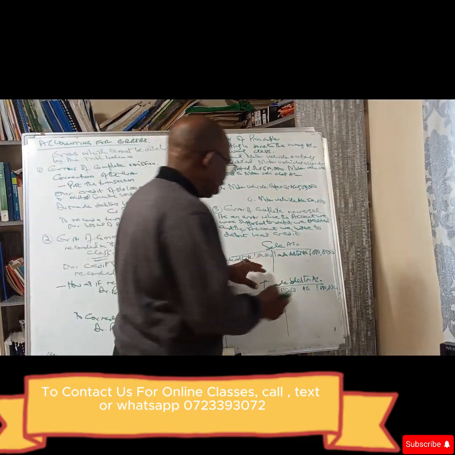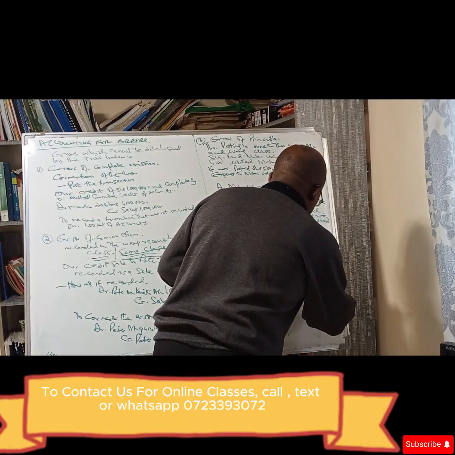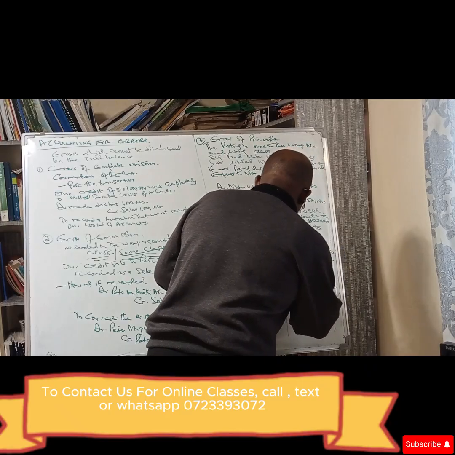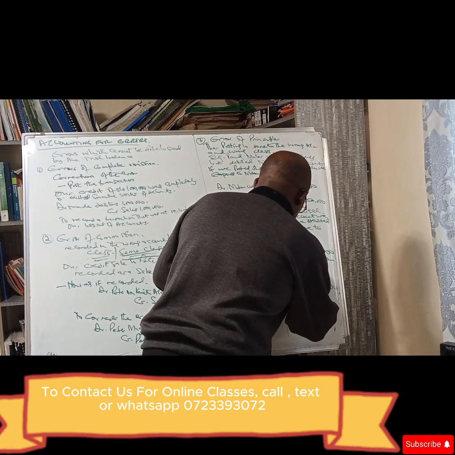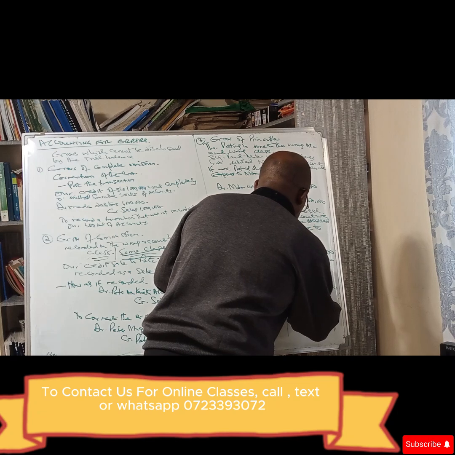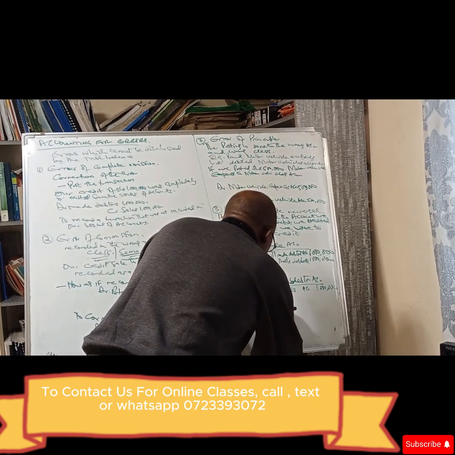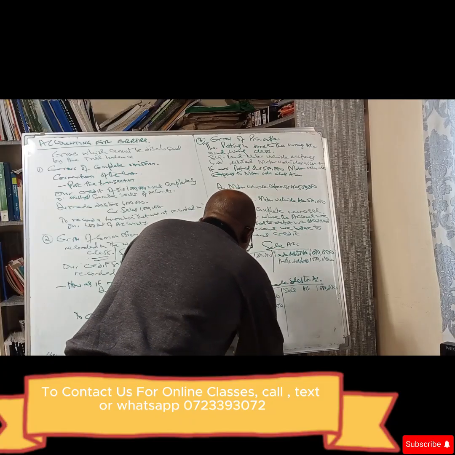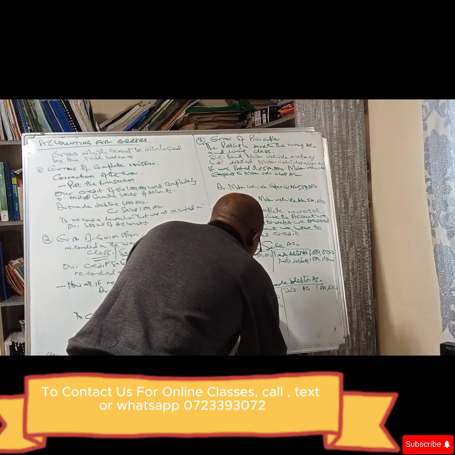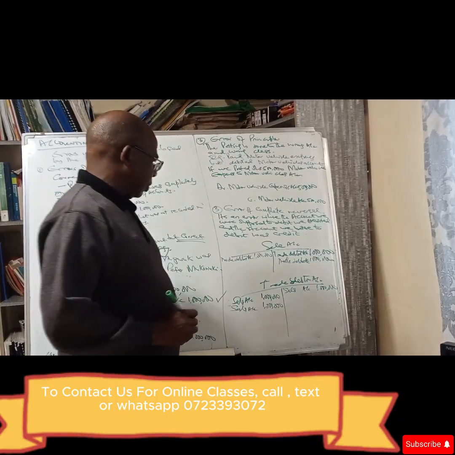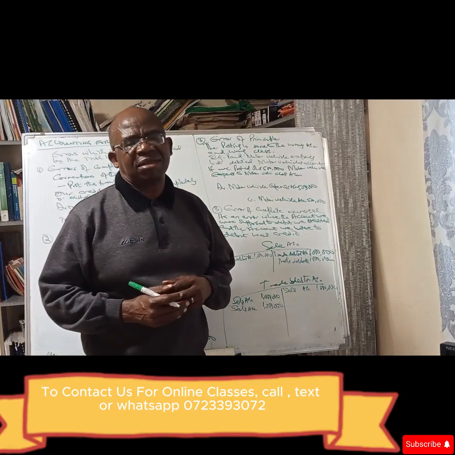We should have credited sales with 1 million shillings, and we say trade debtors. We increase debtors with 1 million shillings, and we say sales account. Sales. Please mark this.